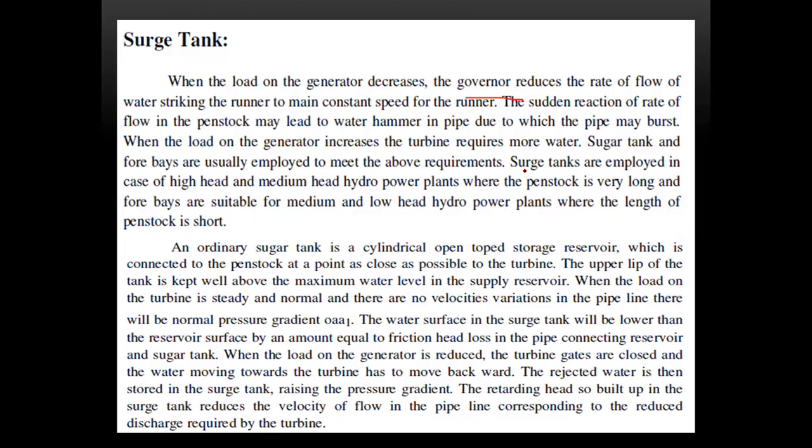So the surge tanks are employed in case of high head and medium head hydro power plants. Surge tanks ఎక్కడ యూస్ చేస్తున్నాం? These are employed in case of high head and medium head hydropower plants where the penstock is very long, and forebays are suitable for the medium and low head hydropower plants, right? So surge tank గురించి ఇదే రాయండి. Figure is like this, surge tank figure.